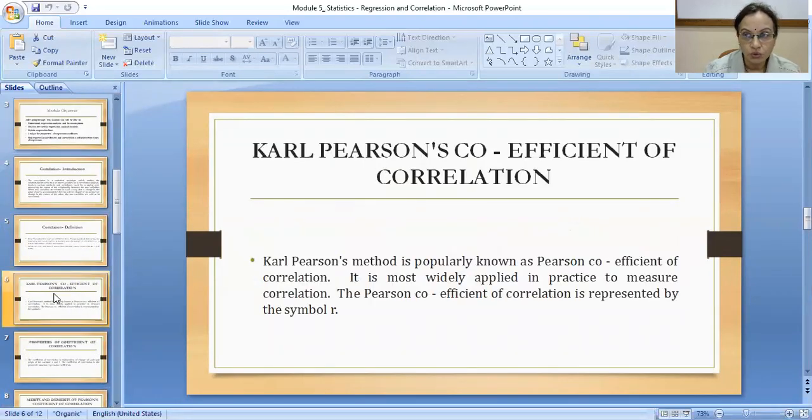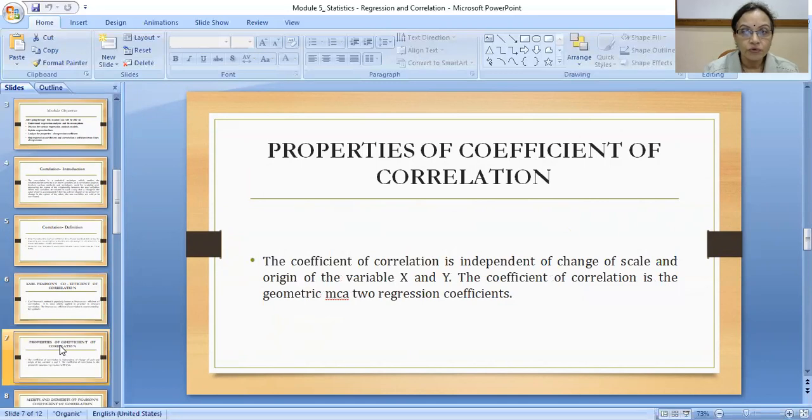Karl Pearson's coefficient of correlation. Karl Pearson method is popularly known as Pearson coefficient of correlation. It is most widely applied in practice to measure correlation. The Pearson coefficient of correlation is represented by the symbol small r. Properties of coefficient of correlation. The coefficient of correlation is independent of change of scale and origin of the variables x and y. The coefficient of correlation is the geometric mean of the regression coefficients.